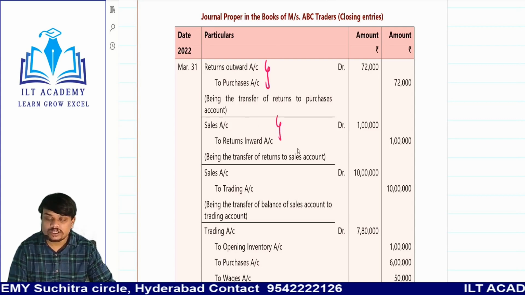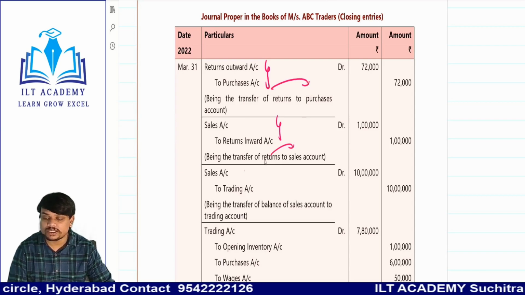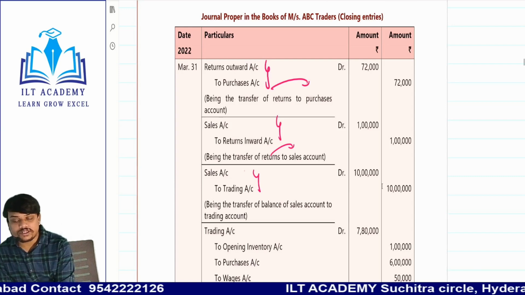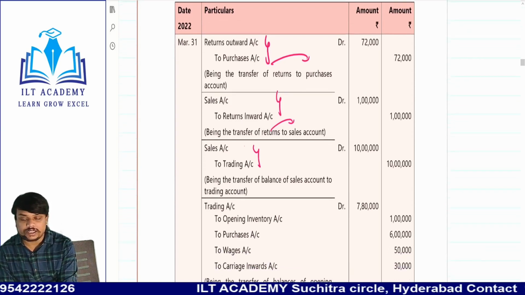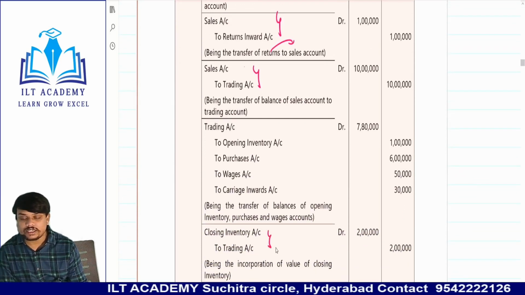And next is sales return. Sales account debit to sales returns, being transferred to the returns account. Sales to trading account. Trading account debit to opening inventory, purchases, wages, carriage inwards, all whatever you have written in the debit side and credit side. Closing stock to trading account.